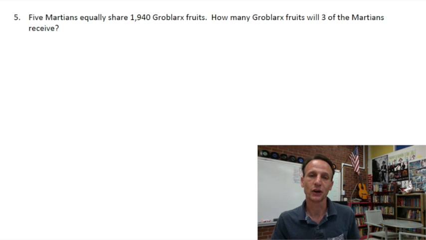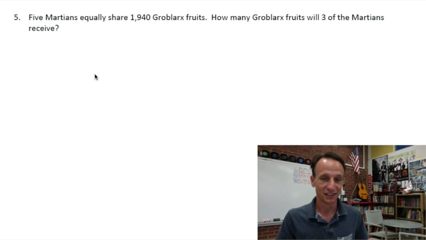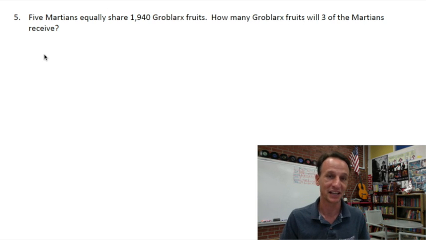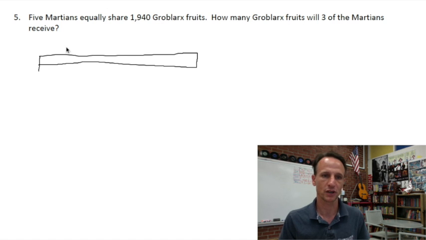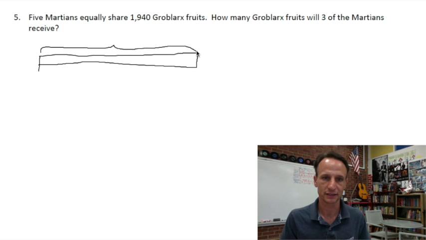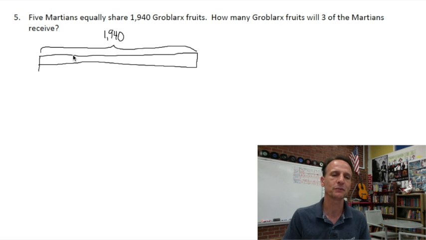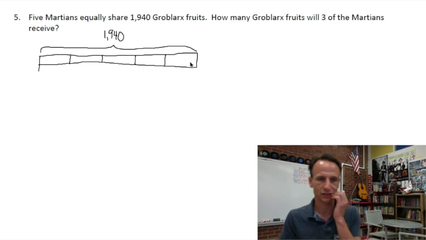So how many Groblark's fruits will 3 of the Martians receive? Okay, Eureka people. All right, so we know the total amount of Groblarks, the whole thing here, is 1,940 Groblark's fruits. And we know we have 5 Martians, so we can draw 4 lines in here, 1, 2, 3, 4, and that gives us our 5 Martians.